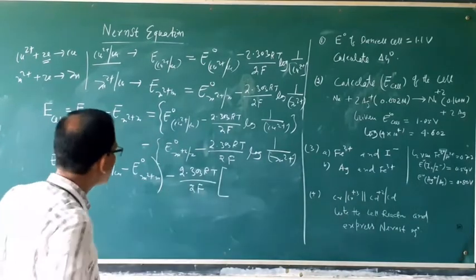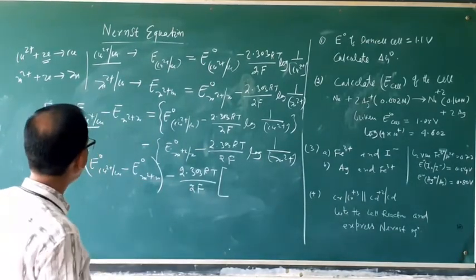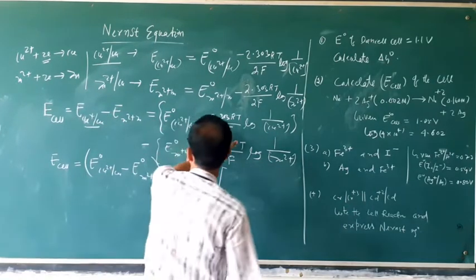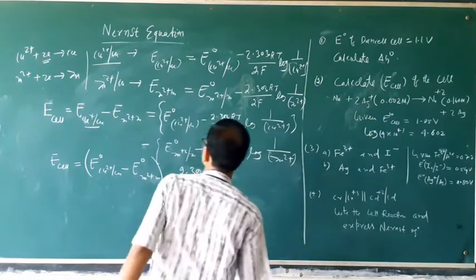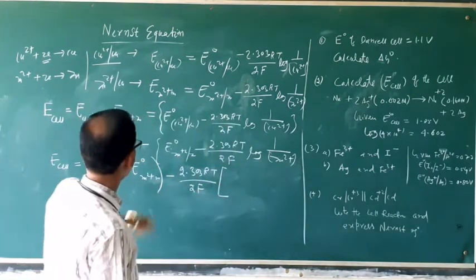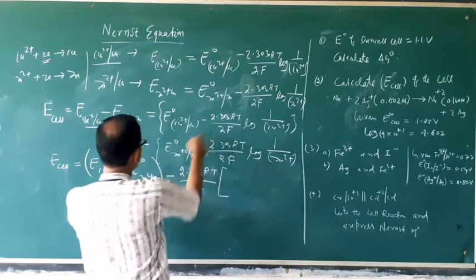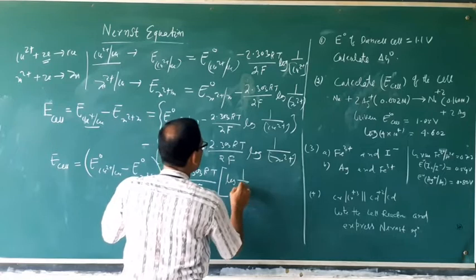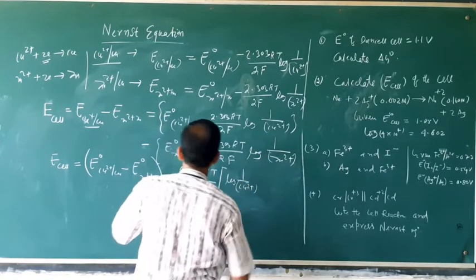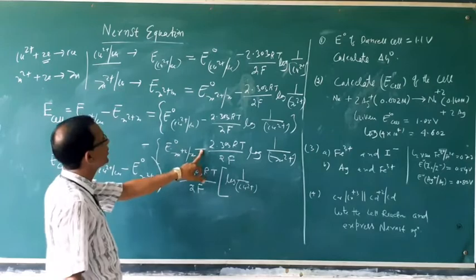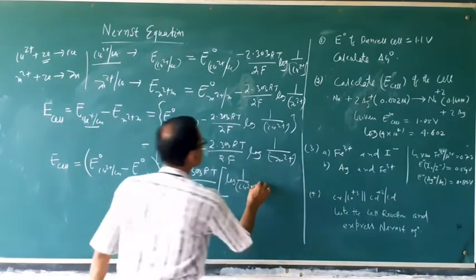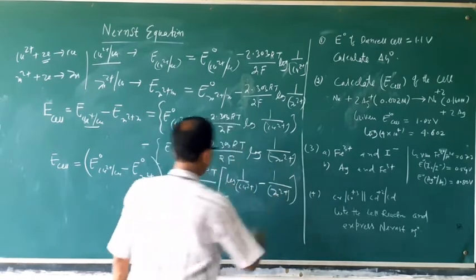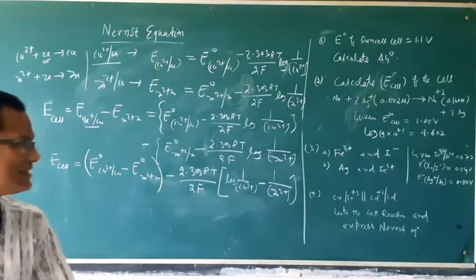Which value will come first? If it is minus sign, then this one will come first, because minus is multiplied, and already this is minus. Log 1 by Cu2 plus concentration, as it is already plus, so minus means it is minus, minus 1 by Zn2 plus. This expression we have arranged.